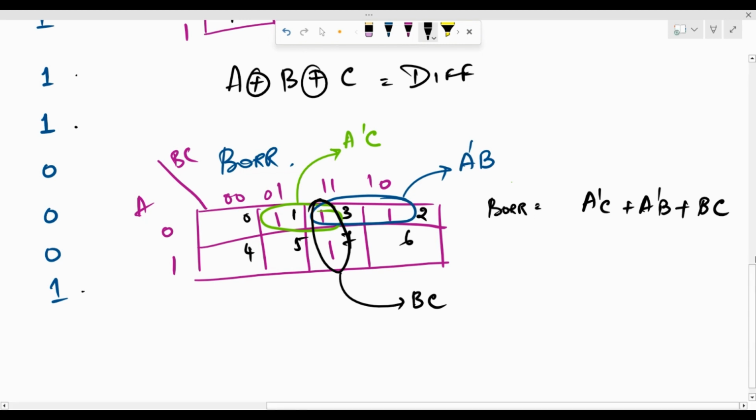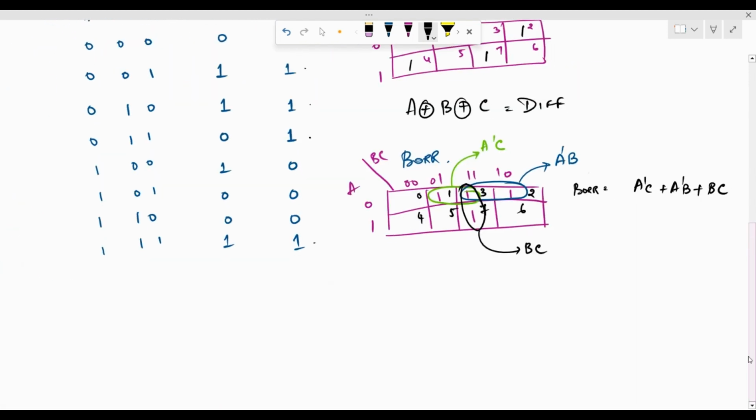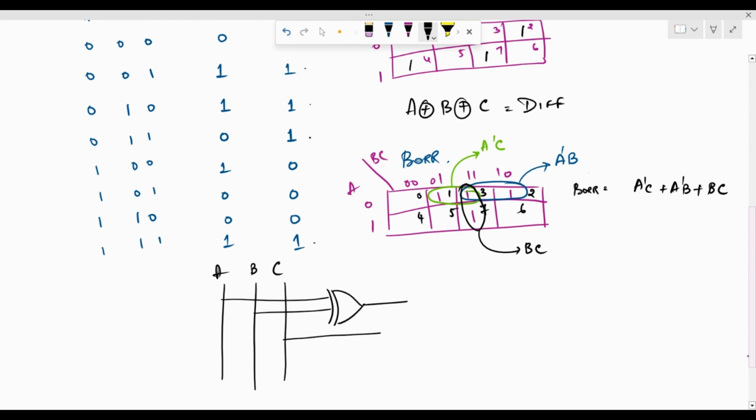So now I can implement this using logic gates. So what I would get here is, I have A, B and C. A and B XORed along with C XORed again. This is going to be my difference, which is A XOR B XOR C.